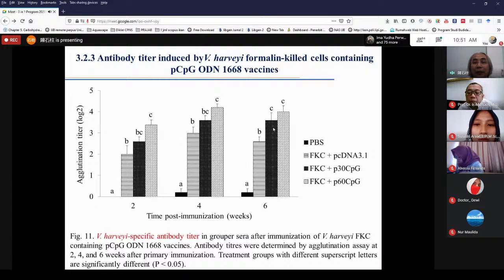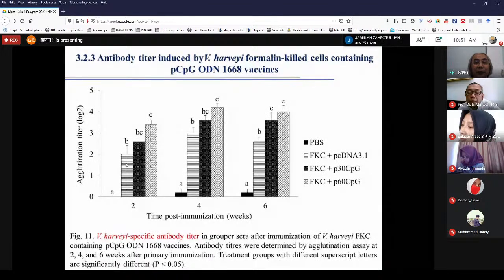Okay, so it means the CpG ODN can increase antibody titer compared to the vaccine mixed with plasmid only. But these two are the vaccine mixed with the 30 copy CpG, and this is the 60 copy CpG. So the 60 copy CpG can increase the antibody production compared to the 30 copy and the control group, or PBS only.